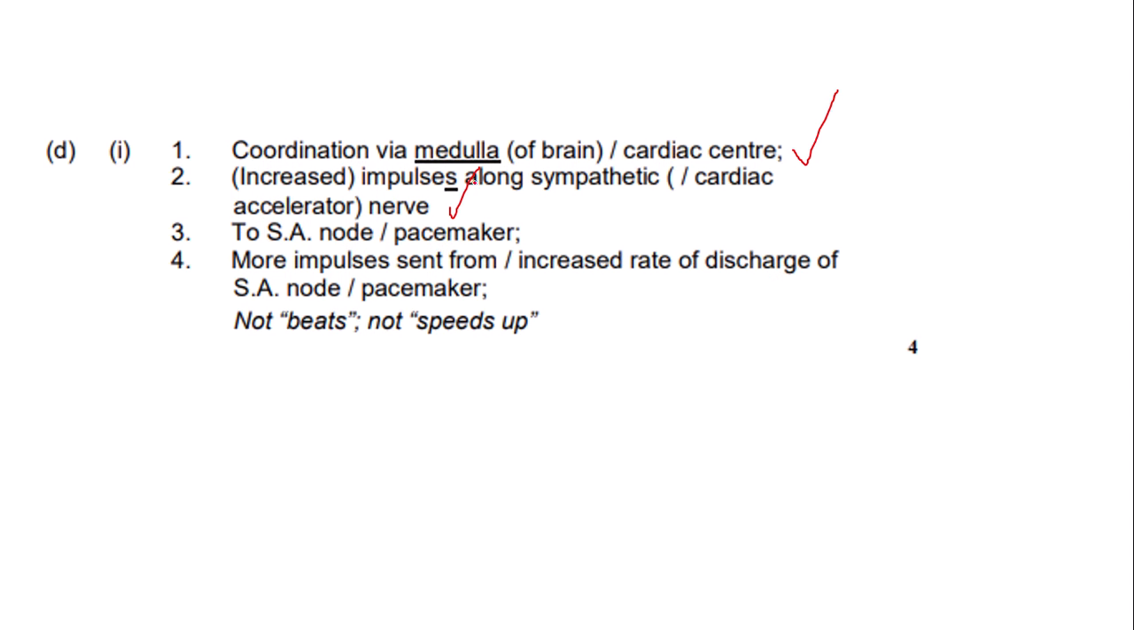The third marking point says to the SA node or the sinoatrial node or the pacemaker, as the sinoatrial node is sometimes called a pacemaker. So it doesn't matter which one of these you put, you can still get the mark. We wrote to the sinoatrial node, so we would get that mark. And the fourth marking point says more impulses are sent or increased rate of discharge of the sinoatrial node or the pacemaker. And we wrote that, so we would get all 4 marks for this question.